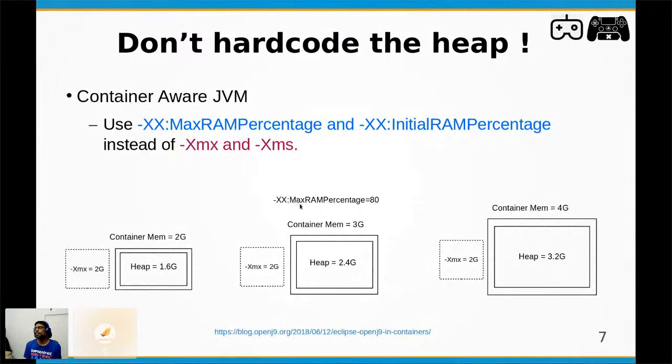So for example, if you set MaxRAMPercentage as 80, then automatically the size of the heap will be set to 1.6 GB, in the case of 2 gig. For 3 gig, it will become 2.4 gig, and for 4 gig, the heap size will become 3.2 gig. So it can automatically set the size of the heap based on the container limits that have been imposed on the container. So I would really strongly suggest that you use MaxRAMPercentage and InitialRAMPercentage, and please don't use Xmx, because that can cause either your containers to get killed or you're hoarding resources. Both of them are really not ideal situations.